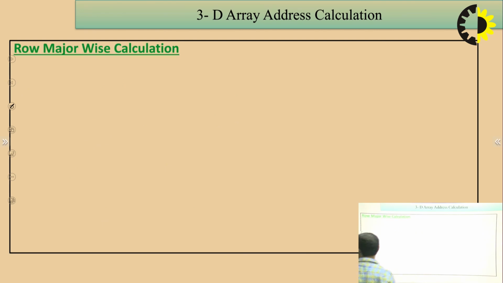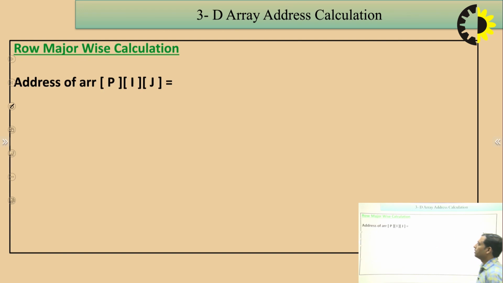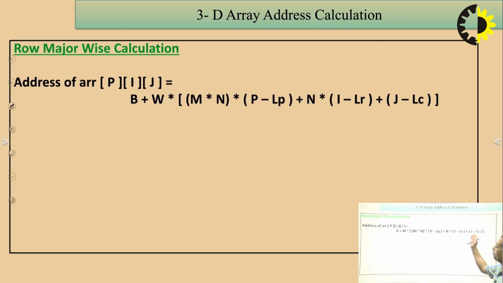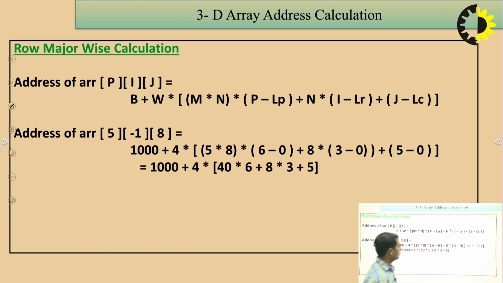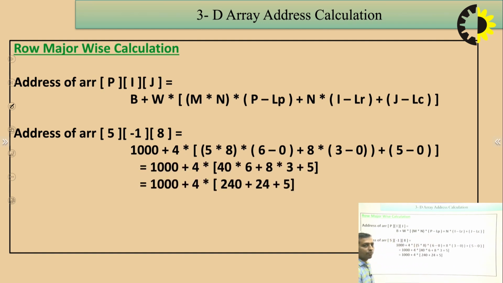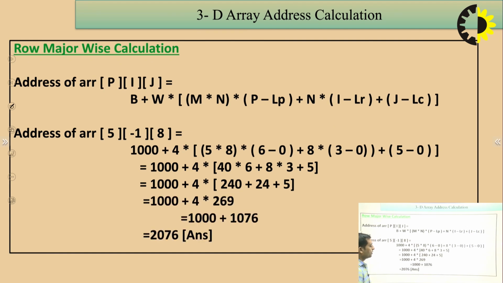Now row measure calculation, simply by the formula, put all the values in the formula. Here base address 1000, W is 4, M is 5, N is 8 and P is 6, LP is 0, no problem, N is 8, I is 3, LR 0, J is 5 and LC is 0. So calculate by using the formula, that is 2076. Now get the answer very easily by using the formula.